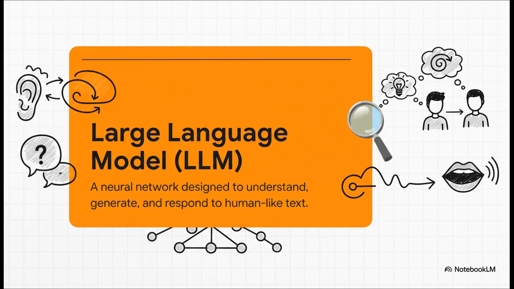Okay, so here's the core idea. At its heart, an LLM is a special kind of neural network. But the important part is what it does. It's all about doing three things really, really well. First, it has to understand human language. Second, it needs to be able to generate its own new text. And third, it has to respond to you in a way that feels, well, human.